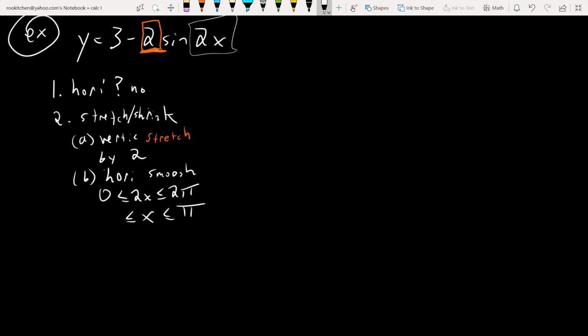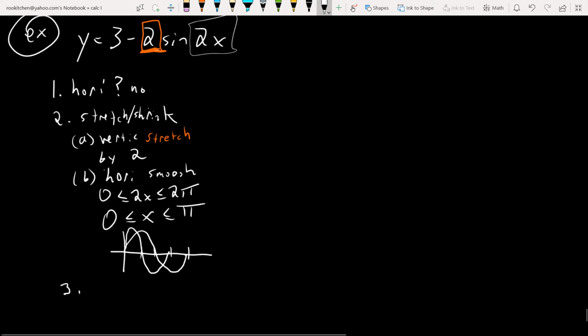So it went from one full period between 0 and 2 pi, and the 2 smushes it to be one full period from 0 to pi. So again, going by pi over 2, originally it would look like this, but then when you put in 2x, it'll smush it, so it then looks like this. Smush horizontally.